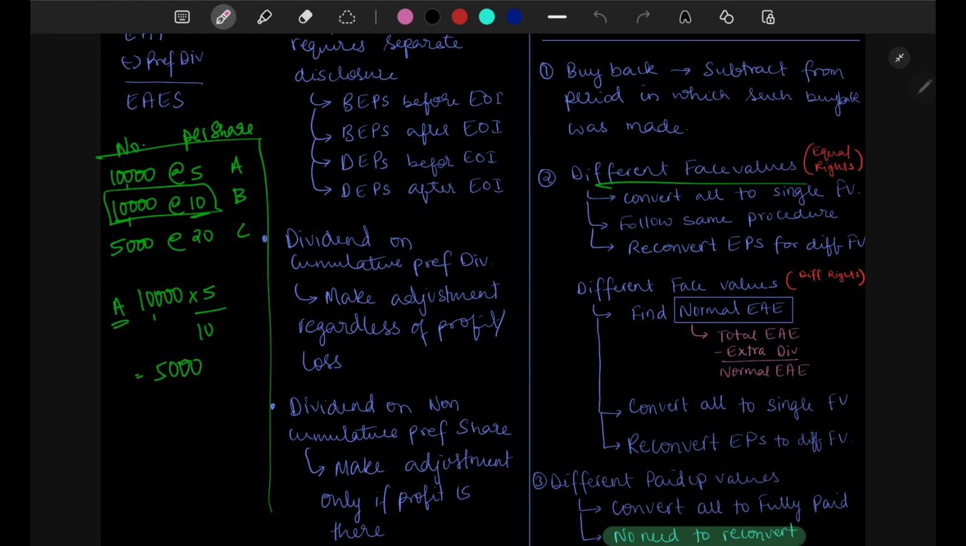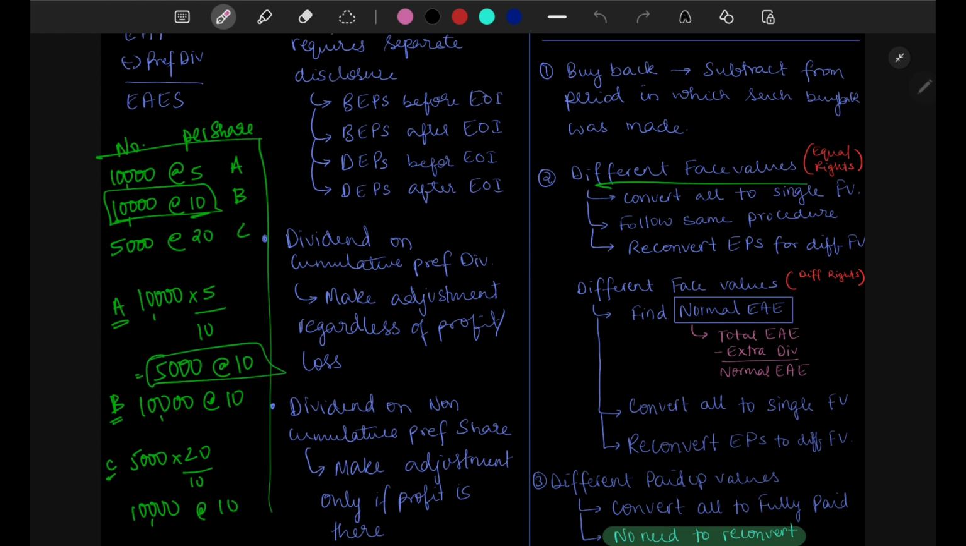Okay, so you'll have to convert. This is 5,000 at 10 rupees, right? The same way B will already be at 10 rupees, so 10,000 at 10. Now in case of C, again there are 5,000 shares at 20 rupees, but we want it to be 10 rupees each, right? So 5,000 into 20 divided by 10, so that will come out to again 10,000 shares at 10 rupees. Okay, so these are the amounts.